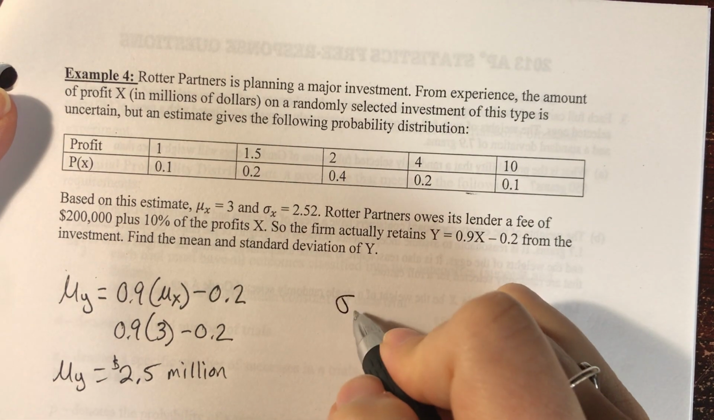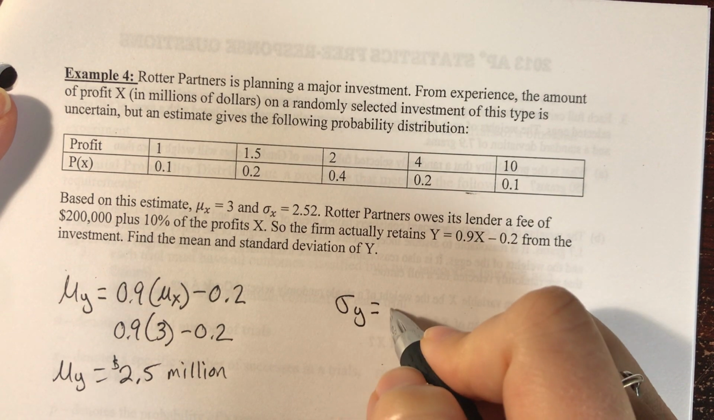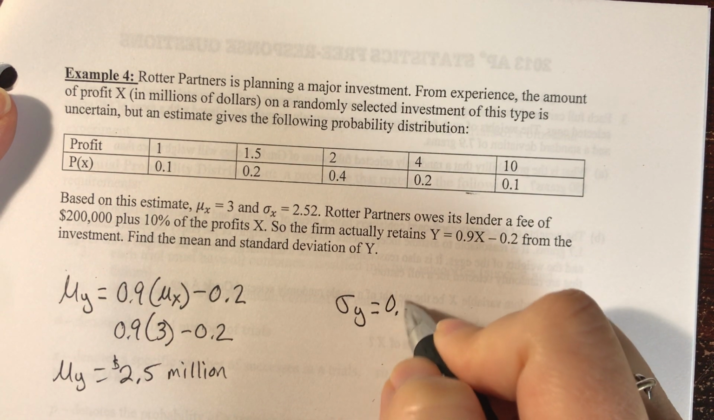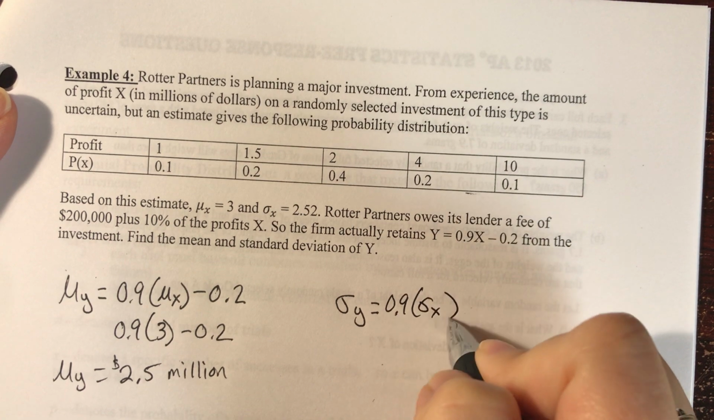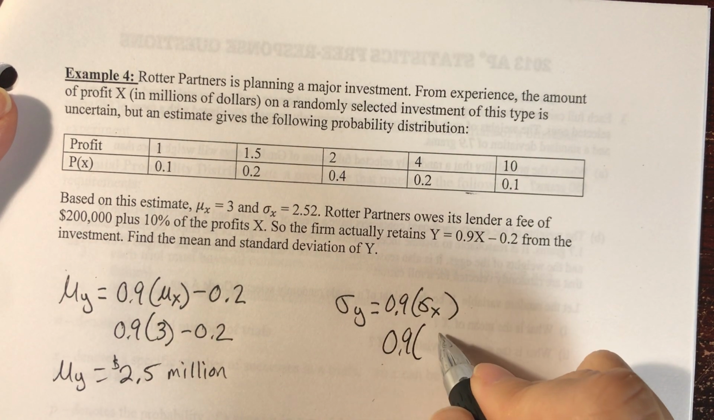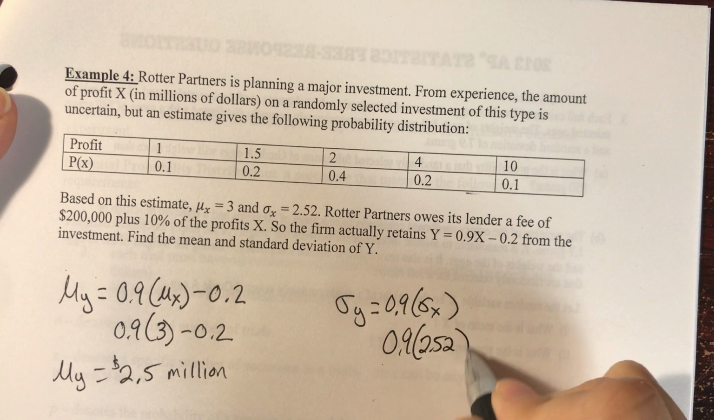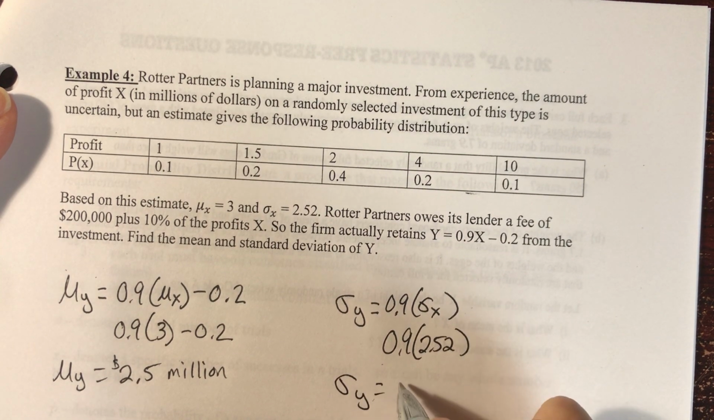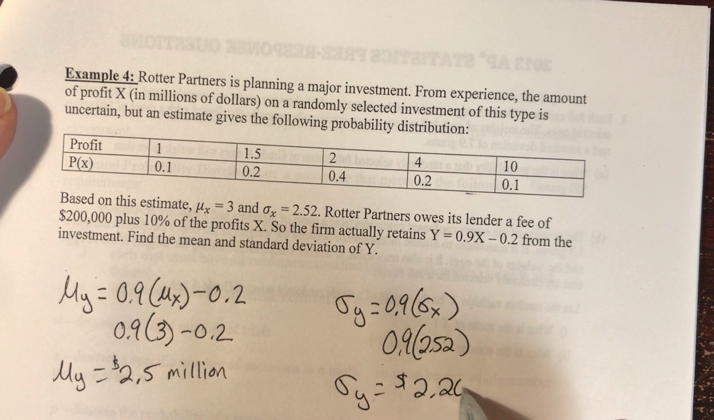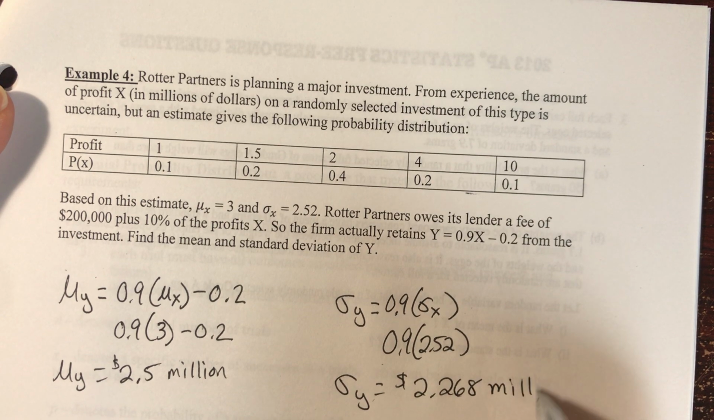For your standard deviation of y, it's 0.9 times the standard deviation of x. And our standard deviation of x is 2.52. So our standard deviation of y is $2.268 million.